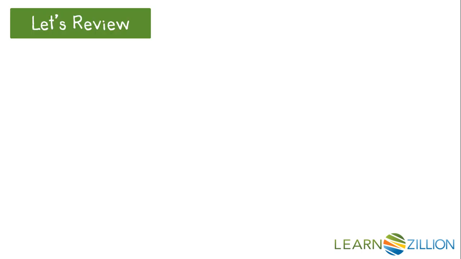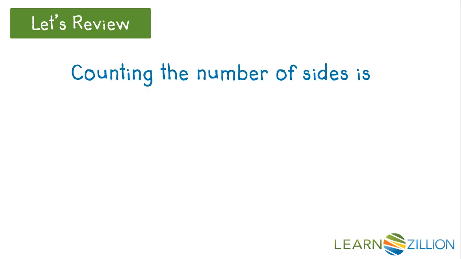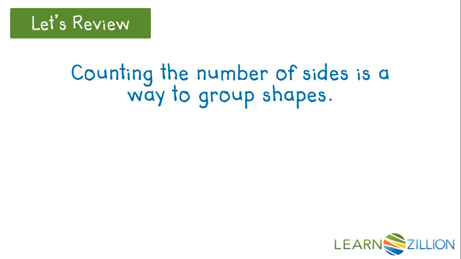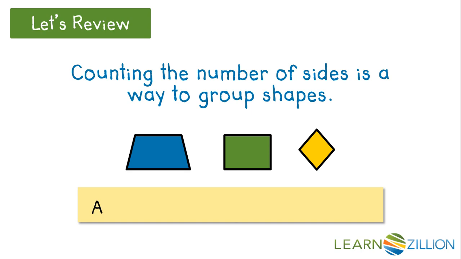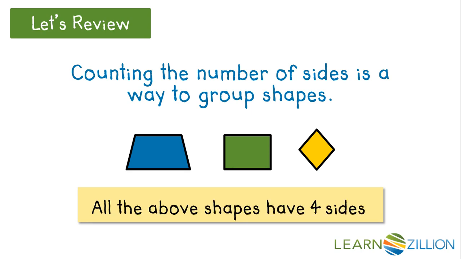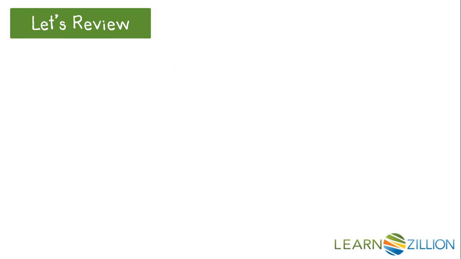To begin, let's review what we already know about the attributes of polygons. Counting the number of sides is a way to group shapes. The common attribute of these shapes is the number of sides. All of these shapes have four sides.